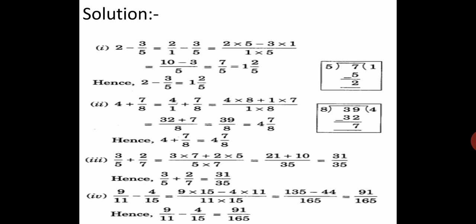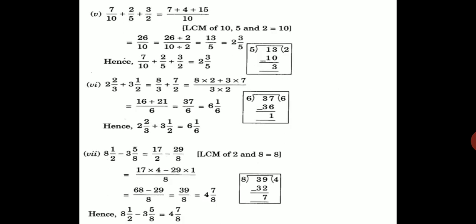Now come to the next slide. It is the fifth part, 7 by 10 plus 2 by 5 plus 3 by 2. Now you can see on the screen equal to, I wrote here 7 plus 4 by 15.